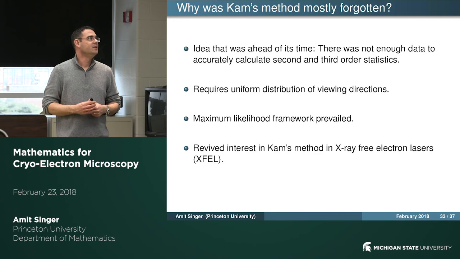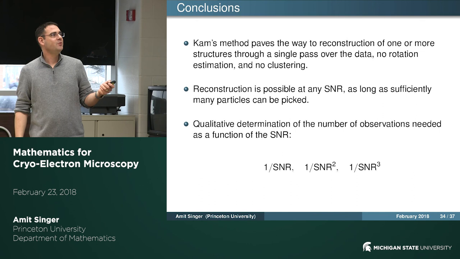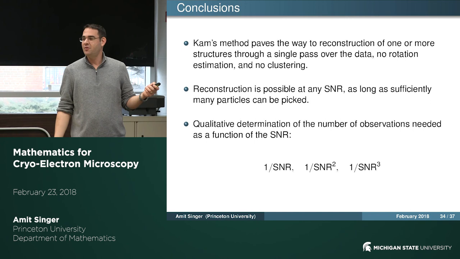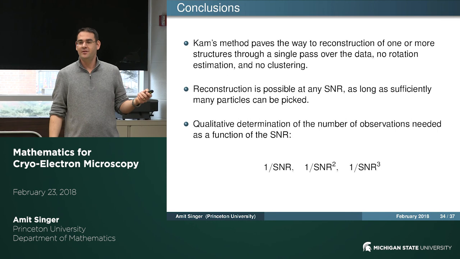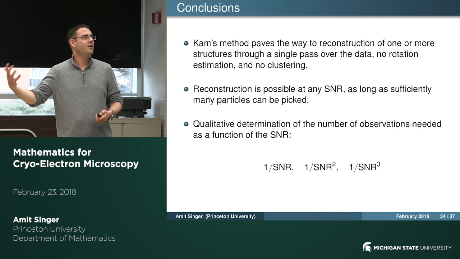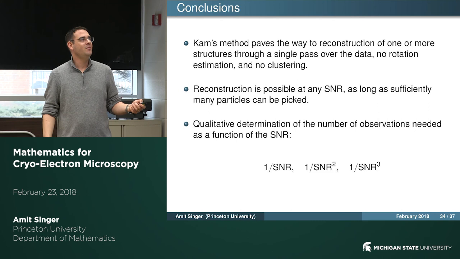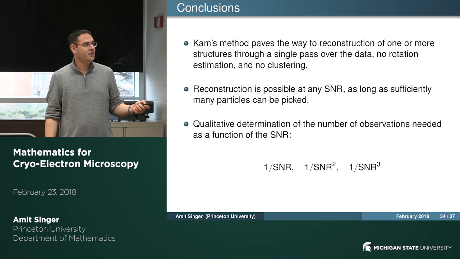So to conclude, Kam's method paves the way to construction of one or more structures through a single pass of the data, no rotation estimation, no clustering if you're in the heterogeneity case. A reconstruction is possible at any SNR. So there is no limit to Cryo EM, we just need more data, which scales either as 1 over SNR cubed or maybe in other situations as 1 over SNR squared. But definitely there is a striking difference from the 1 over SNR in classical statistics.